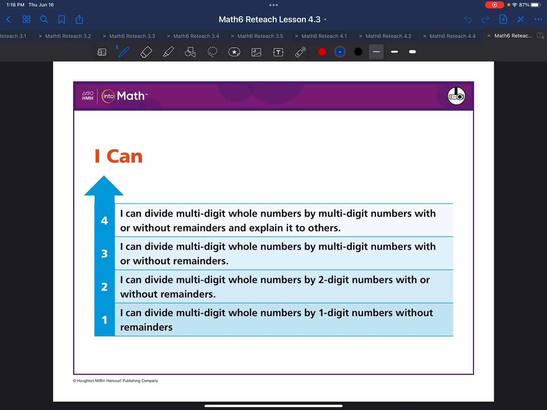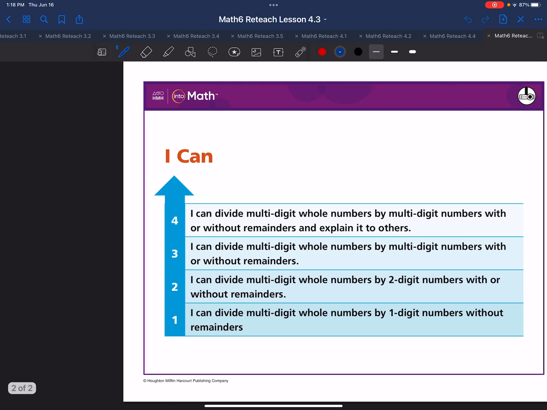Today's lesson, we will review 6th grade math lesson 4.3. This lesson will cover dividing multi-digit whole numbers. Let's look at the I can statement. I can divide multi-digit whole numbers by multi-digit numbers with or without a remainder and explain it to others.